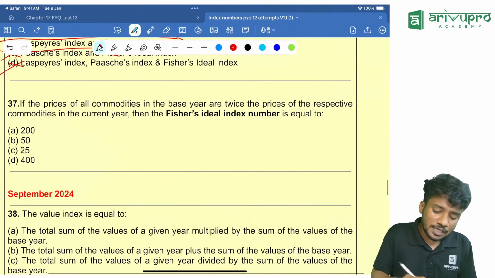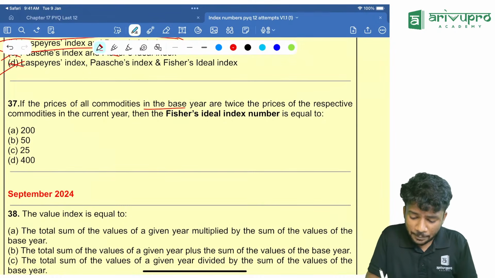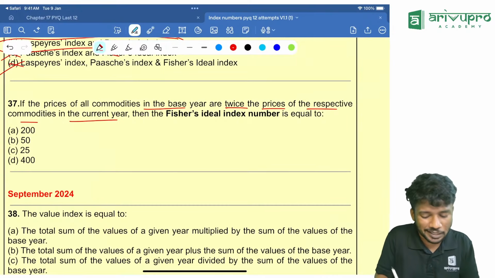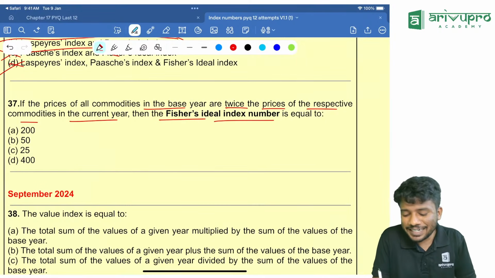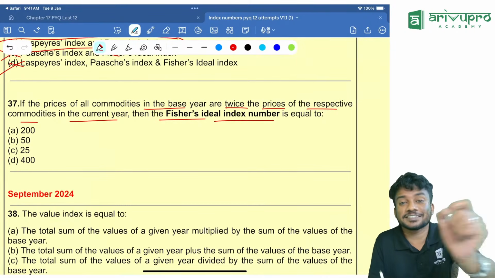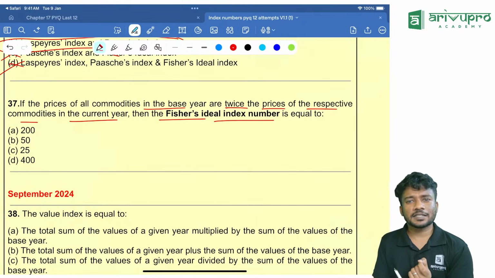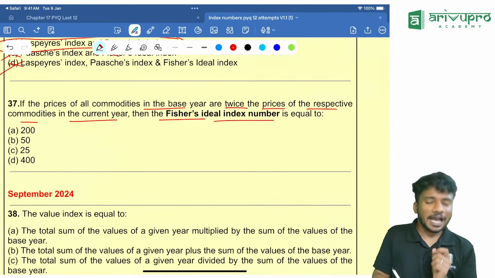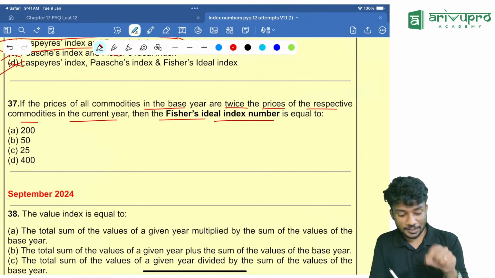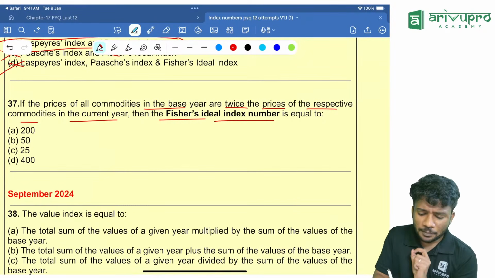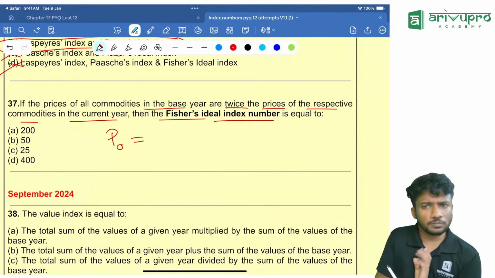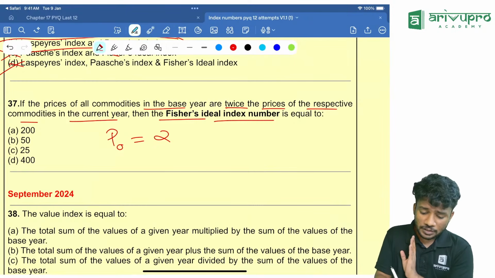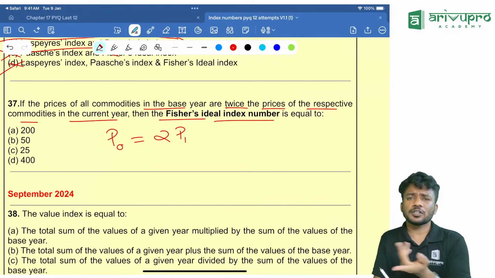Now the next question. If the prices of all commodities in the base year are twice the prices of the respective commodities in the current year, then Fisher's ideal index number is equal to. It's a very interesting question, people. Very easy to answer. You can complicate the question, but it is very easy to answer. I'll tell you the method for answering when the question is like this. If the prices of commodities in the base year, that means P0, is equal to twice the prices of commodities in the current year, that means 2 into P1.